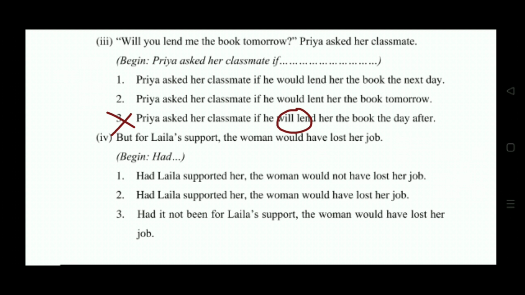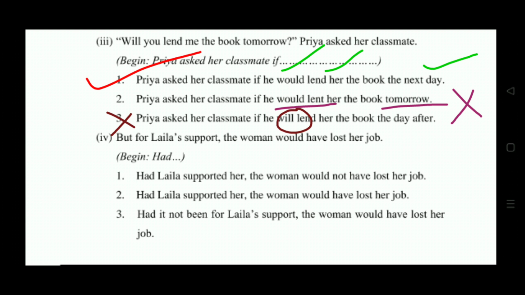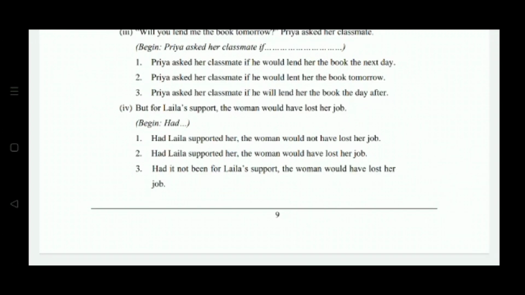Now come to option 2. Priya asked her classmate if he would lend her the book tomorrow. There are two mistakes here. We never use would lend. It is would lend. One error, and then tomorrow needs to be changed. Tomorrow, the next day. So option 2 is also incorrect. Priya asked her classmate if he would lend her book the next day. Will has become would, lend, correct, and then tomorrow has become the next day. So option 1 is the right answer. Question 4. But for Laila's support, the woman would have lost her job.